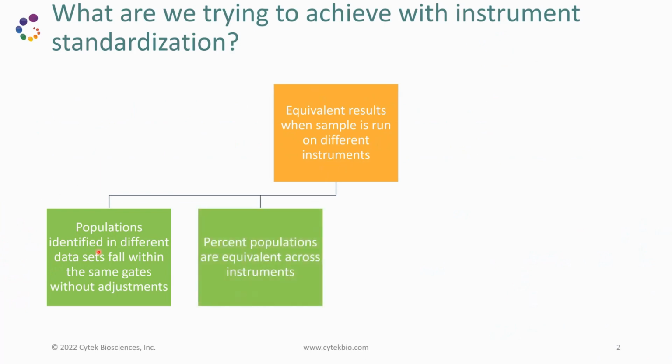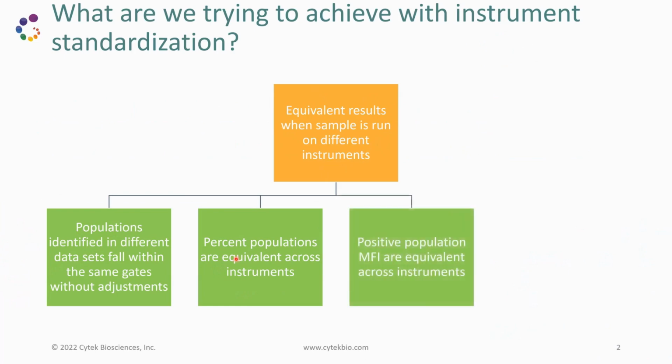The other question that we get is, I want to make sure that the frequencies of the populations in my assay are the same across the different instruments, that I'm not going to get any bias or any discrepancies based on the instrument that is used. Another aspect that is mentioned is we want to make sure that the MFI of the populations is equivalent, which falls a little bit under the category that we want to use the same gates across all our files.